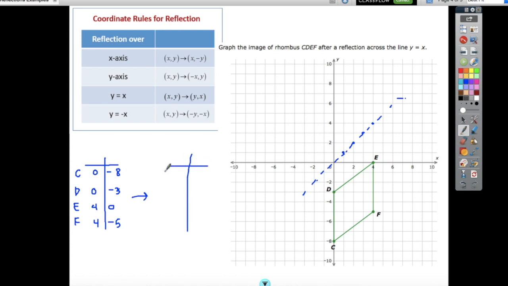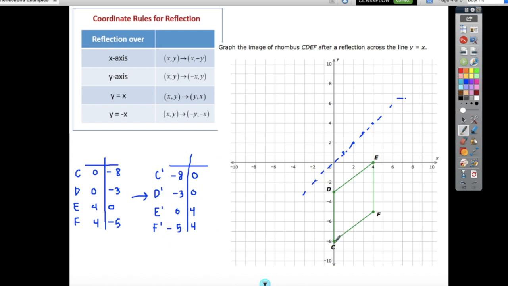So one way you could do this, and when we graph our image, these points just become the same with this little apostrophe afterwards, which means prime. So C prime, if we switch those coordinates, it will be at -8, 0. D prime will be at -3, 0. E prime will be at 0, 4. And F prime will be at -5, 4. And then you could just go ahead and graph those points.